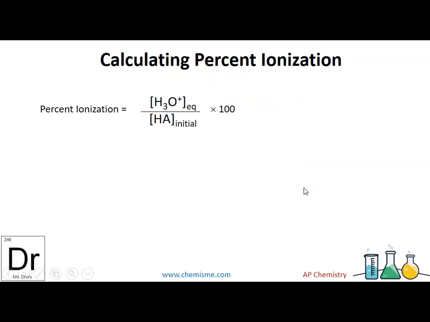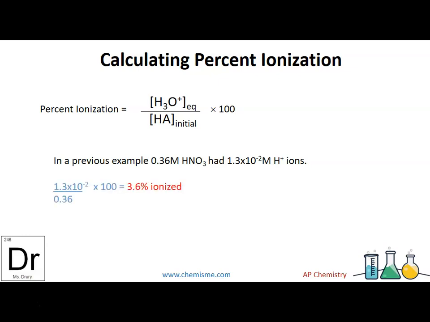Another question they might ask is calculating percent ionization. All that means is how many ions you have, H3O plus ions, in this solution versus how many you started with. So in a previous example we did, we had 0.36 molar HNO2, that should say, and it had 1.3 times 10 to the minus 2 molar hydrogen ions, or hydronium. All you would have to do with that is plug those in as your numerator and denominator and times by 100. What you're noticing is it's a very small percentage that's ionizing, and if there's 100 particles, not even 4 of them are forming ions.